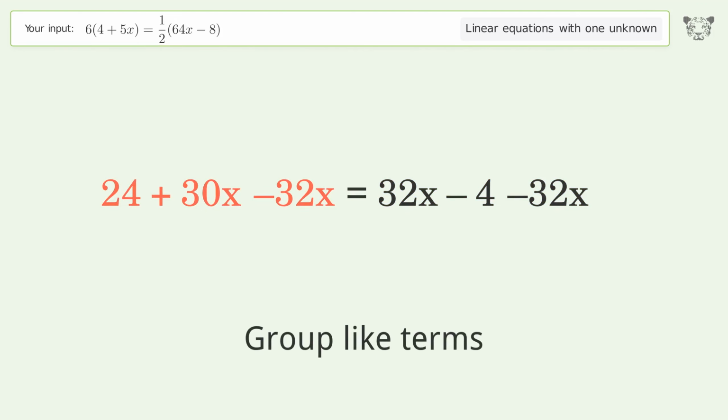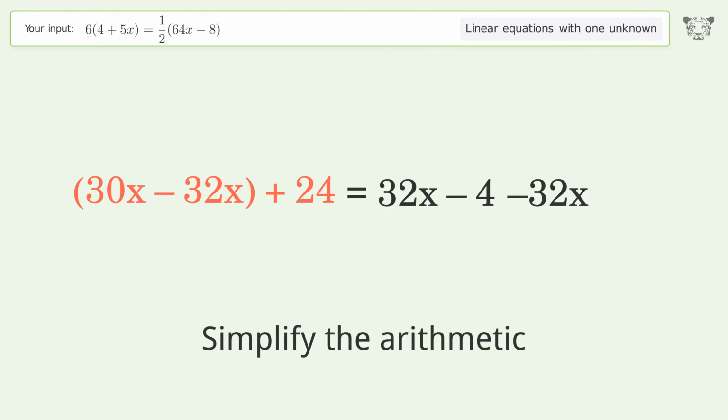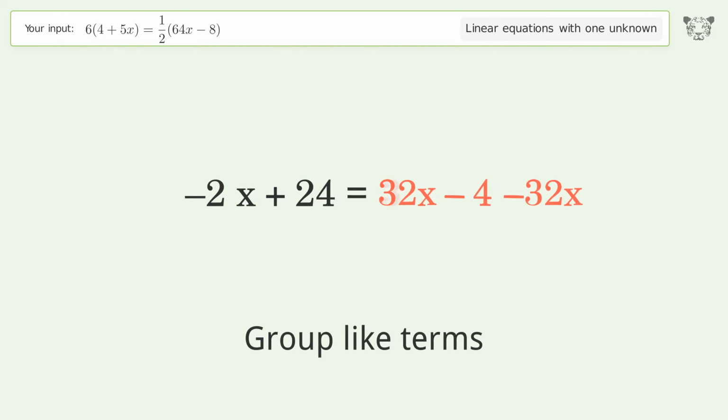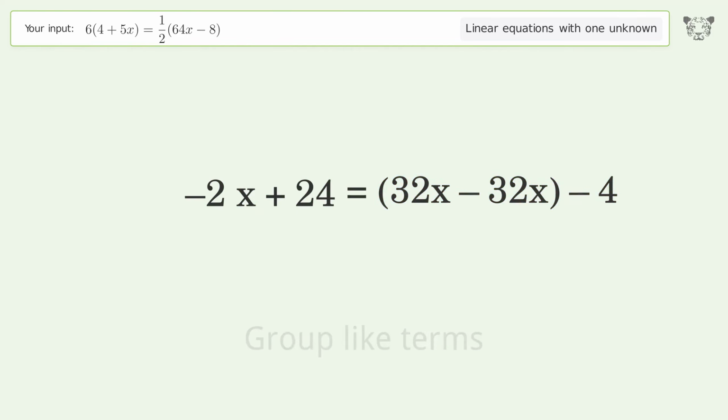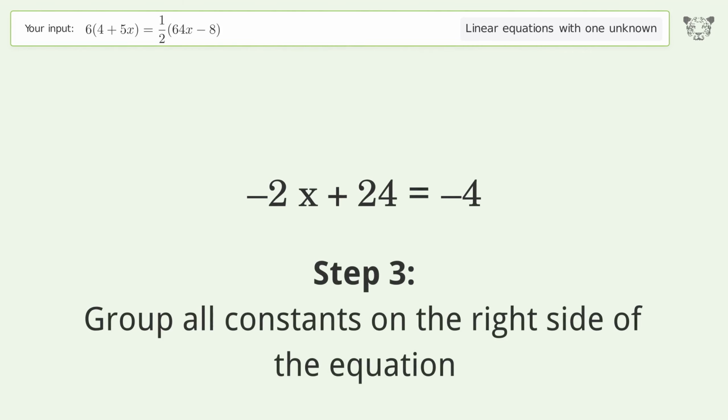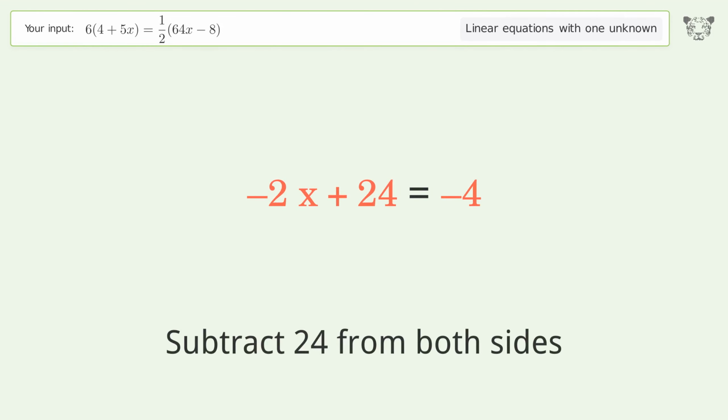Group like terms. Simplify the arithmetic. Group like terms. Simplify the arithmetic. Group all constants on the right side of the equation. Subtract 24 from both sides.